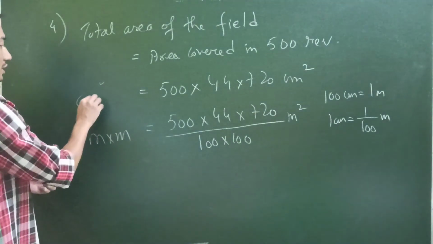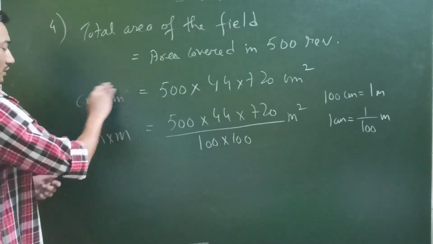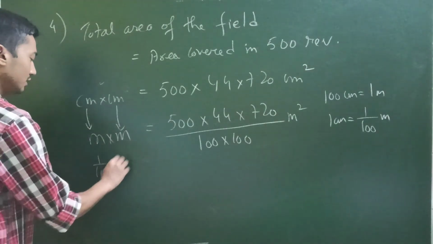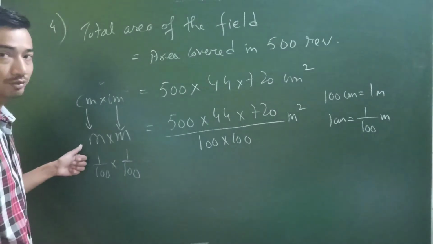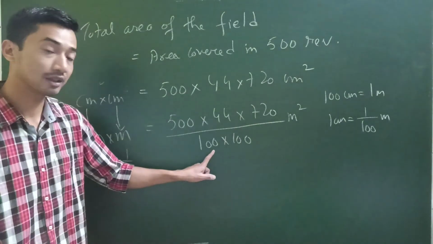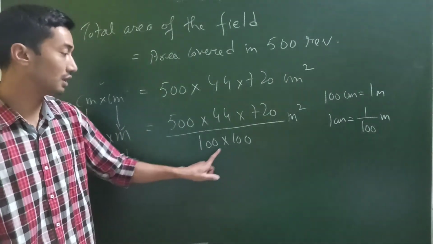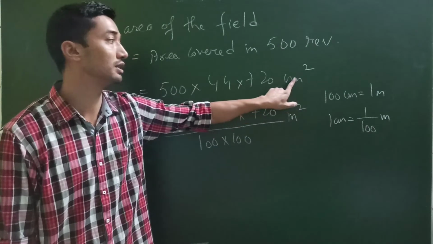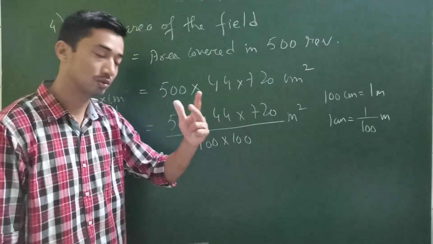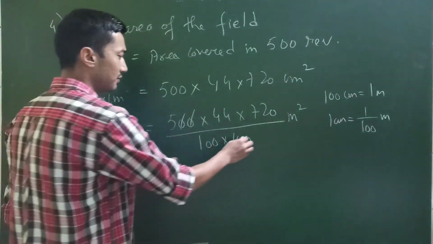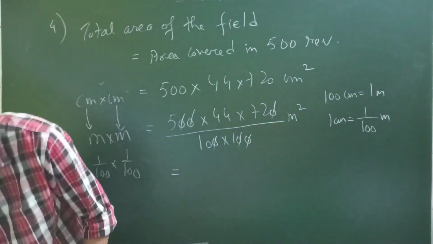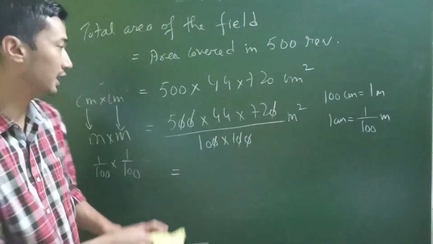So to convert from centimeter square to meter square, it's 1 by 100 into 1 by 100, because going from smaller to bigger unit we divide. We divide by 100 two times, once for each centimeter. Let's cancel this if we can. One zero gone, here also one zero gone. Let's multiply quickly and find out.